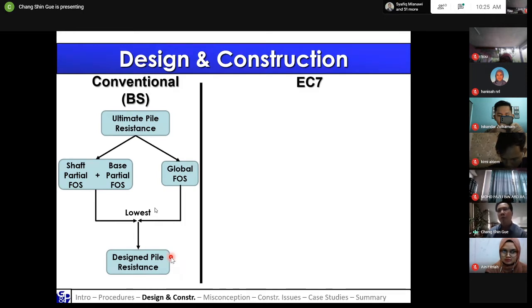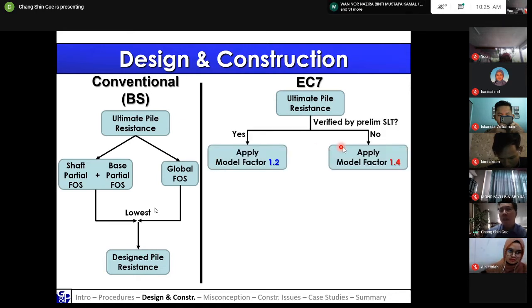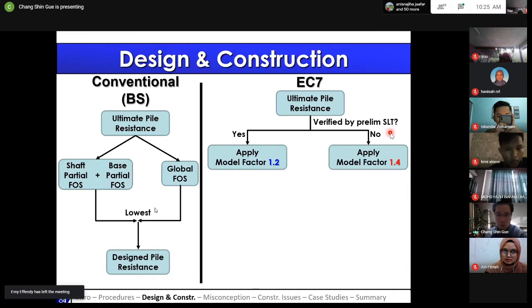Now, in terms of Eurocode, it's slightly different. So from the ultimate pile resistance, the first question you need to know is will your design be verified by a preliminary static load test, or maintained load test, as sometimes you call it? If you will be carrying out a static load test after your design, if yes, then you will apply a model factor of 1.2. If no, then you have to apply a higher factor, which is 1.4.